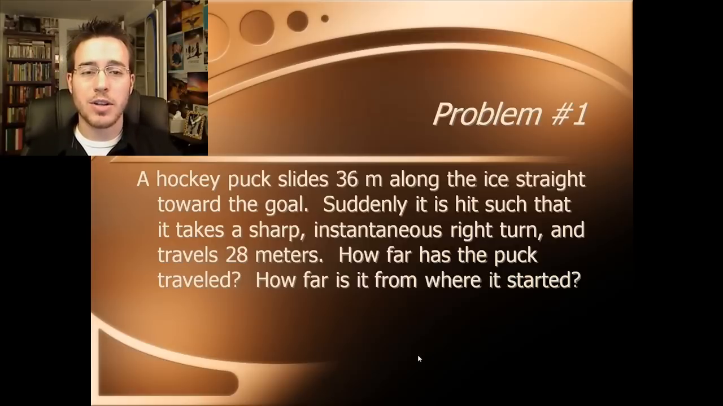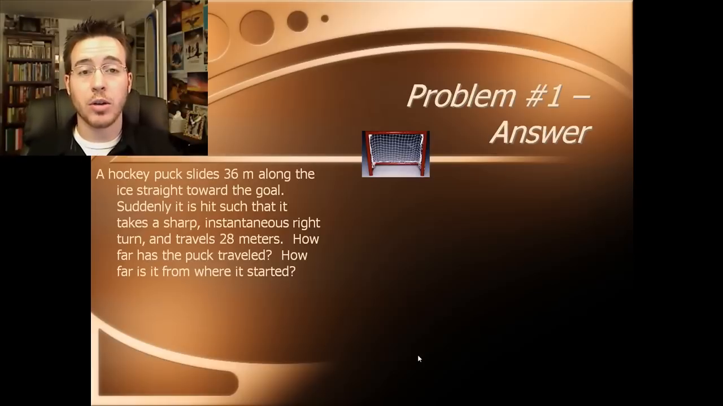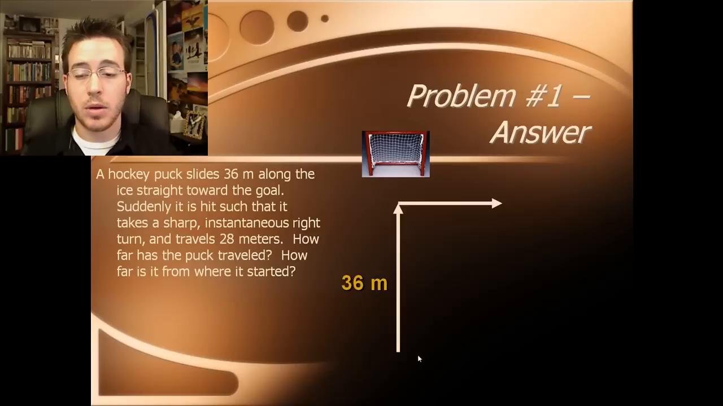Alright, so you should have a solution now. Let's go ahead and go on to my solution. First thing I'm going to do is include a little picture of a goal so that I know how I want to orient my picture. Now, if you oriented yours sideways, that doesn't matter. It just is the way I oriented mine. So my first vector, 36 meters towards the goal. I'll go ahead and label that. My second vector is going to be 28 meters to the right. We're going to assume that if it's a right turn, that it's 90 degrees from the other one. And we'll go ahead and label that one as well, 28 meters.